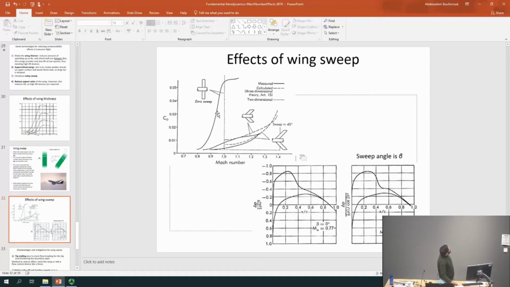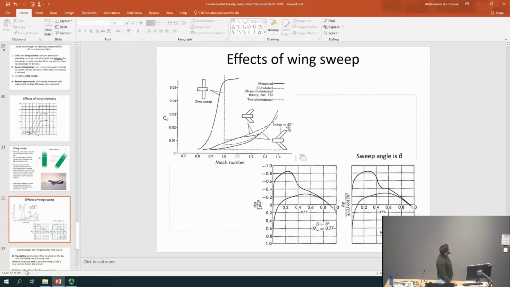Can anyone tell me from this graph what is roughly the drag divergence Mach number? Roughly? Just over 0.8? Yeah, that's true. So you guys can see that the sudden increase in drag is just beyond 0.8. So probably the drag divergence Mach number is around here.